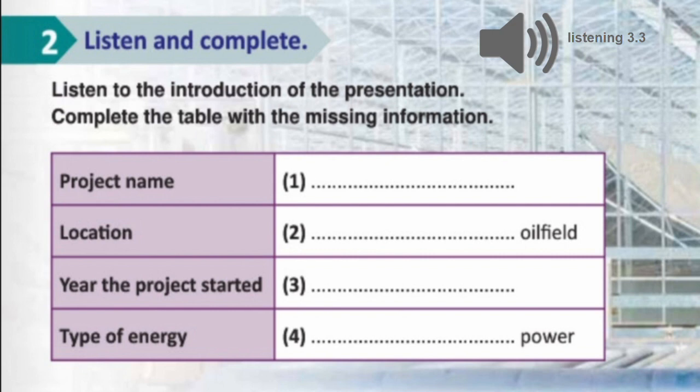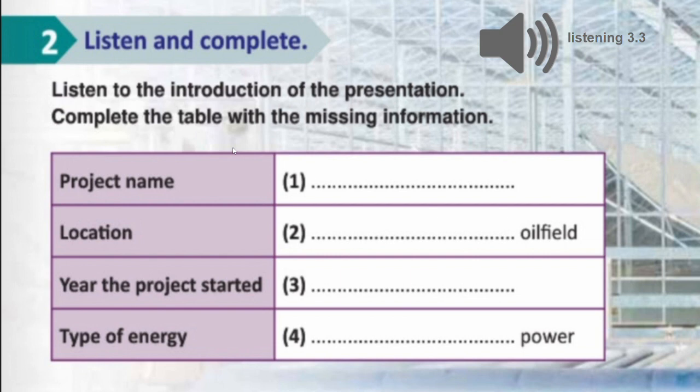Good morning, everyone. Today, I'm going to tell you about a very large renewable energy project happening right here in Oman. The Mirror project is one of the largest solar energy plants in the world. It was started in 2015 and it is located at the Amal oil field in the Dhofar region.